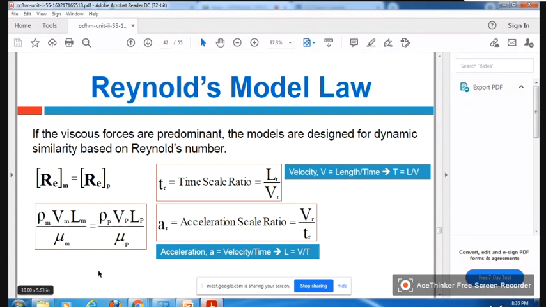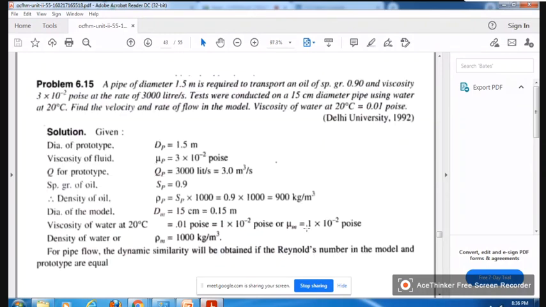Okay. This is the time scale ratio. The derivations are there, we will see it. Time scale ratio TR can also be expressed as LR by VR. Acceleration means velocity by TR, right? So we'll see one example of how the model is constructed.